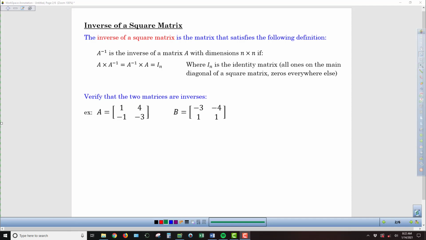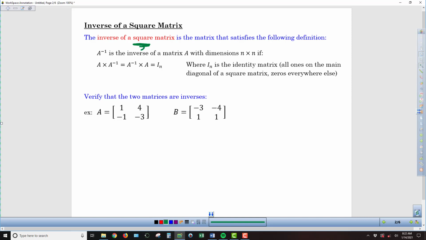In order to solve systems of equations using matrices, which is the ultimate goal here, we have to use inverse matrices. So we need to know what the inverse of a matrix is. Now, first of all, you can only have the inverse of a square matrix: 2 by 2, 3 by 3, 4 by 4. You can't have the inverse of some non-square matrix.